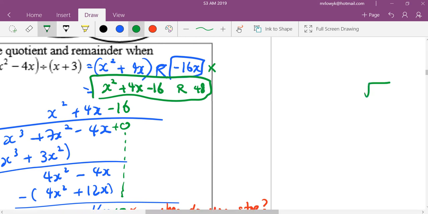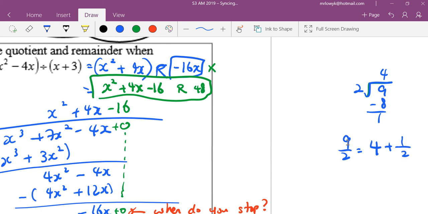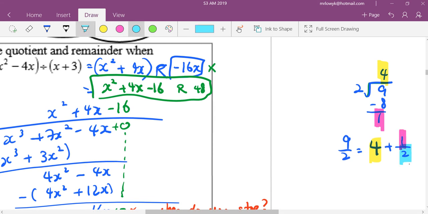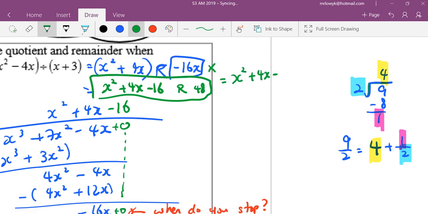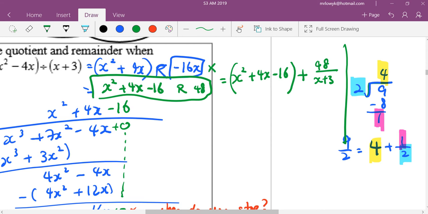Let's start. Now, I would like to recap again. I still bring back the 9 and 2. This is 4, this is 8, this is 1. How do I write 9 divided by 2? 4 plus 1 over 2. Now, I highlight for you 4, 1, 2. Therefore, if I follow the sequence, it will be x squared plus 4x minus 16 plus remainder, right? Plus remainder 1, so plus remainder over x plus 3. Do you understand? This is the format. This is the answer.